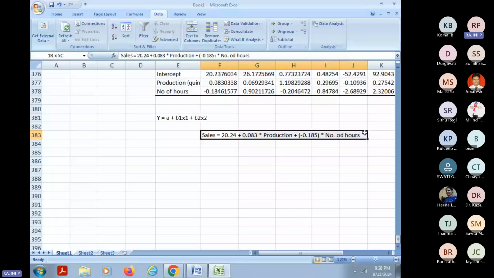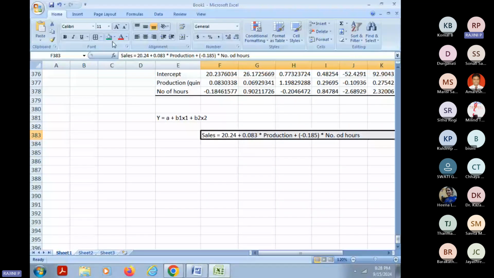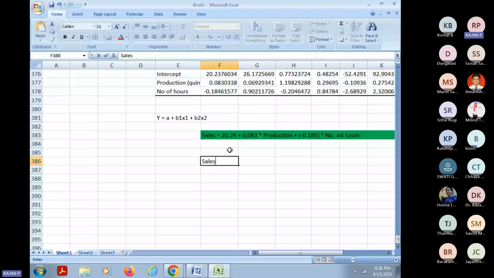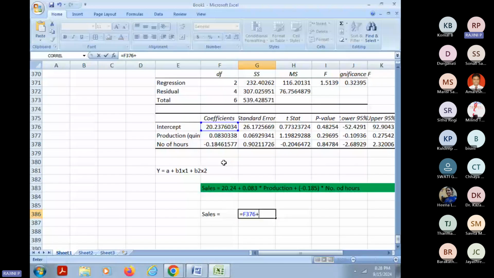And how can we predict with this? Sales is equal to intercept plus production coefficient into how much production I told you, for example 350 quintals, plus the number of hours coefficient into how many hours I asked you, 18 hours. So what will be the sales? It is 45 lakhs.